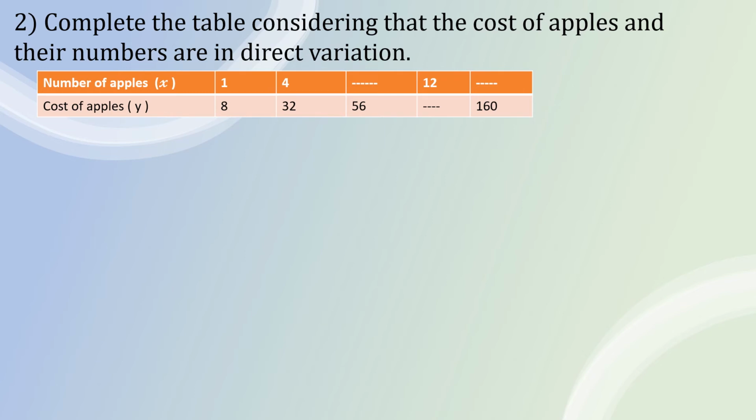Obviously, the value will decrease. Next, the number of apples is not given and the cost of apples has increased to 160. Obviously, the number of apples will also increase. As the cost increases, apples increase. As the cost decreases, the number of apples also decreases. Is it clear? Now let's write in symbolic manner. Solution: x varies y. This is given as it is in direct variation.